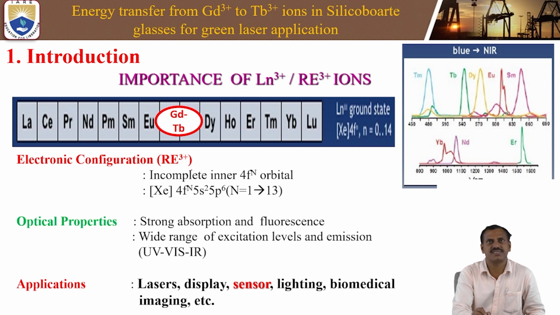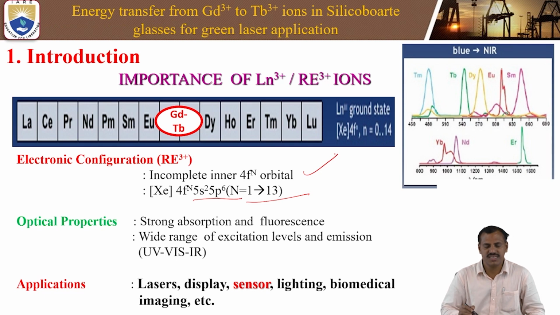The electronic configuration of rare earth ions is xenon 4f^n 5s2 5p6. That is an f-block element with an incomplete inner 4f^n orbital. So we are discussing the rare earth elements in the f-block. What are the optical properties of rare earth elements? Strong absorption and fluorescence, and a wide range of excitation levels and emissions from the UV and visible to the infrared regions.